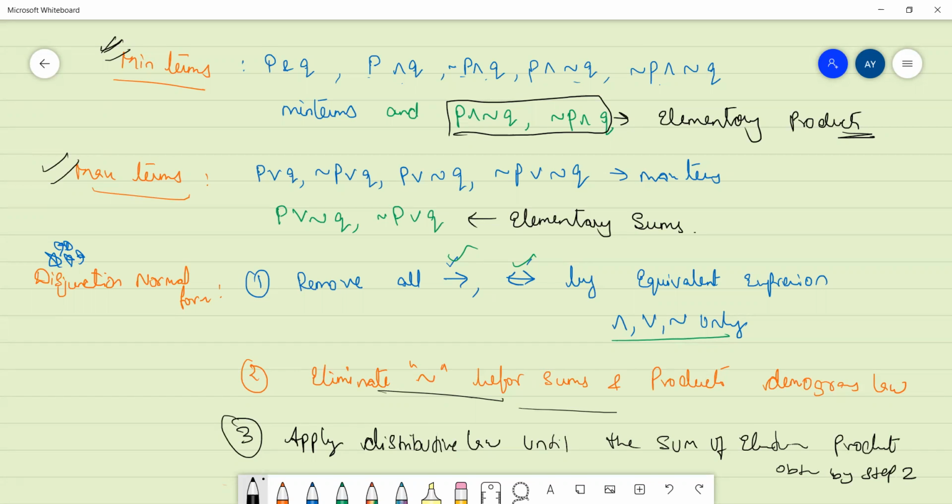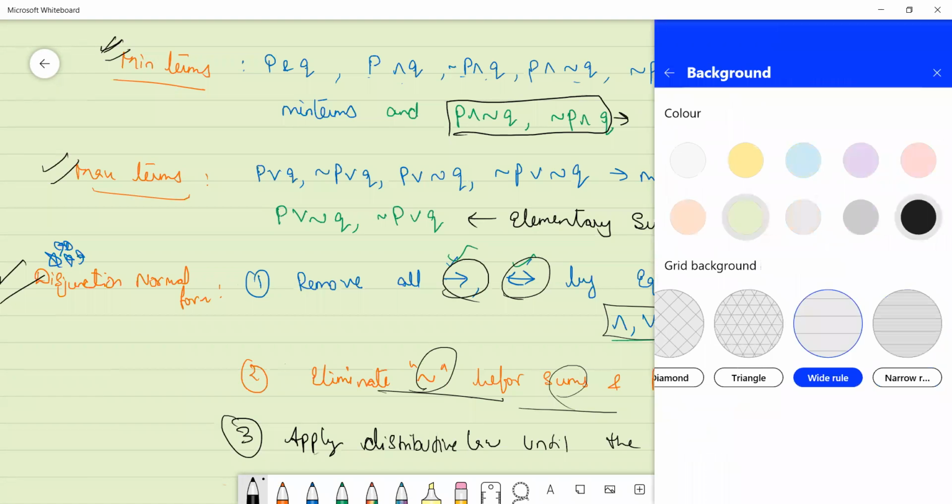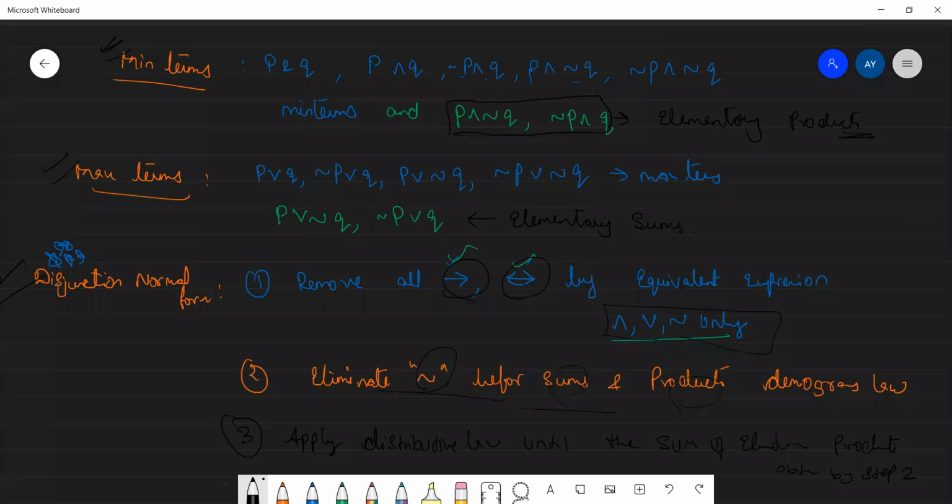Okay, now we will be using this. What is the first step? You have to remove conditional and biconditional by using these three. In the second step, eliminate negation before sums and products. If you have any negation before any sum or product, you have to eliminate that and apply the distributive law until the sum of elementary products is obtained by step 2. Now we'll clearly see what all these terms mean.